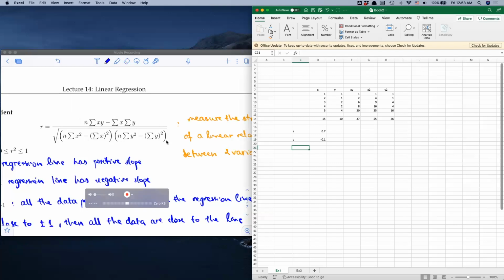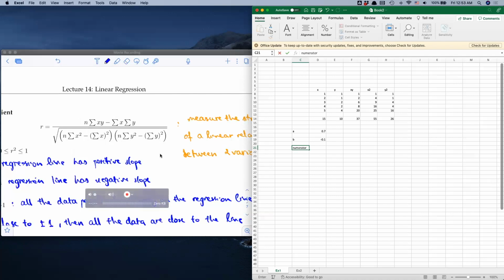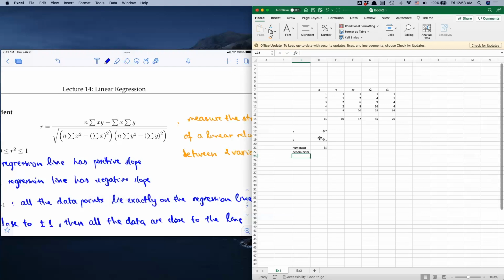The denominator is a little bit harder, so I'm going to break it down into two different parts, the numerator and the denominator. So the numerator is equal to n, which is 5, times the summation of x times y minus the summation of x times the summation of y. Okay, so that's the numerator. And for the denominator, the denominator is equal to square root.